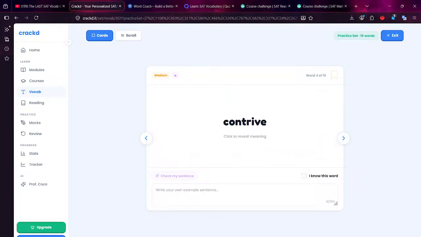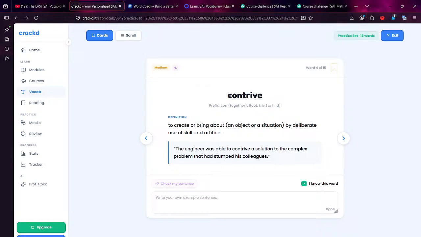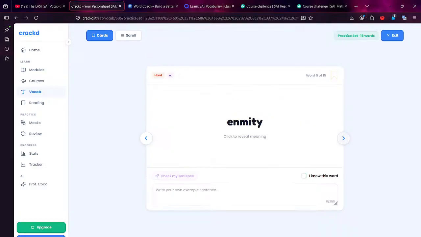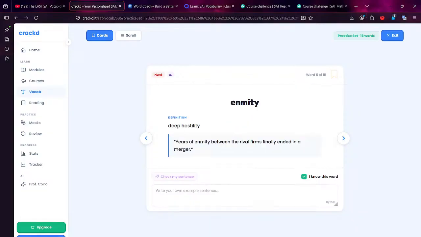Contrive. I think this is like cunning or something. Okay. To create something by deliberate use of skill and artifice. Okay, the engineer was able to contrive a solution. Okay. Enmity. It's like an enemy type thing. You have animosity kind of. Yeah, deep hostility.